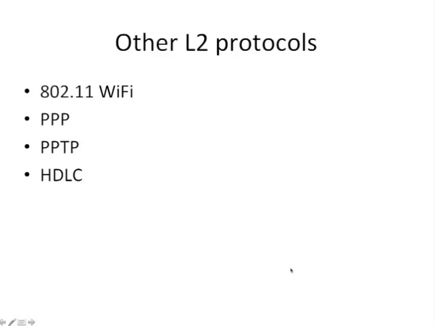So we talk primarily about Ethernet, which is the main layer 2 protocol we're going to be worried about in this class and our studies of local area networks. There are some other layer 2 protocols. 802.11 Wi-Fi has its own set of layer 2 protocols and its own access method. If you're interested in that, we have a wireless class you can take. PPP, point-to-point protocol, PPTP, point-to-point tunneling protocol, HDLC. Those are some WAN protocols we might run into on our serial links as we start connecting to other routers and doing some other fun stuff.